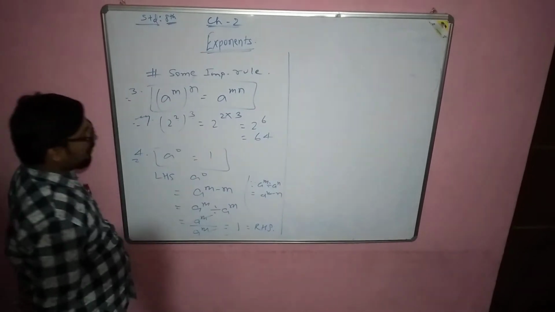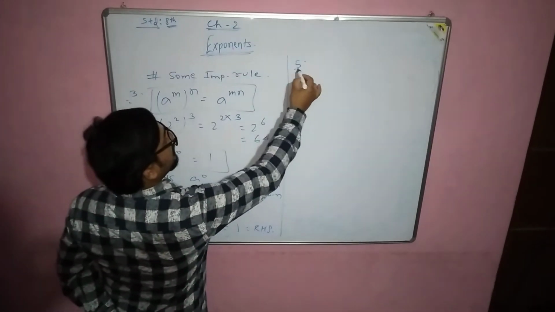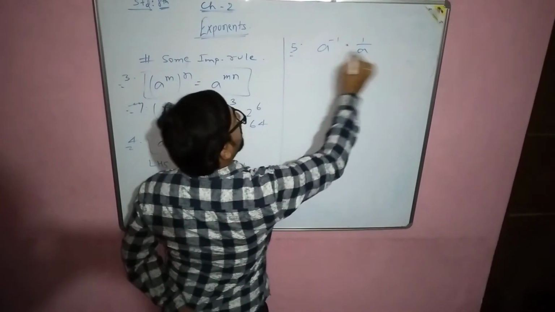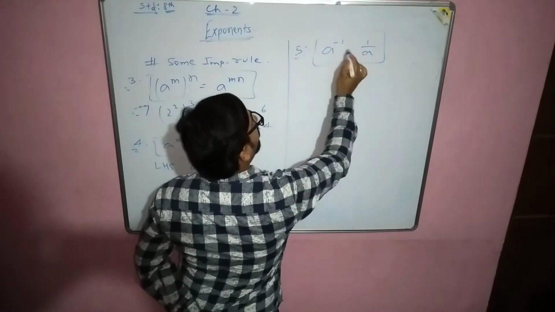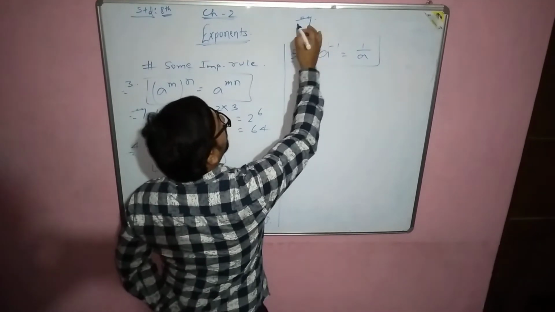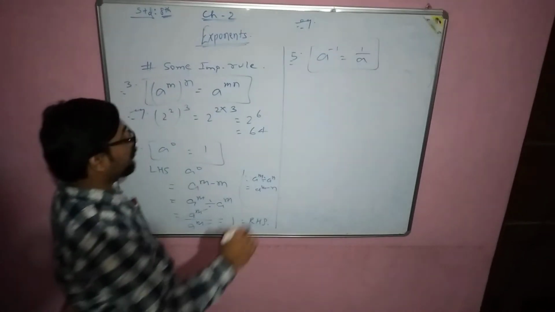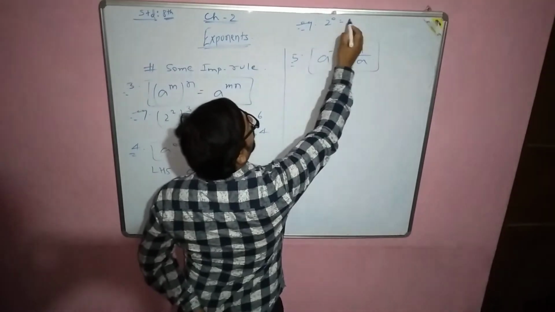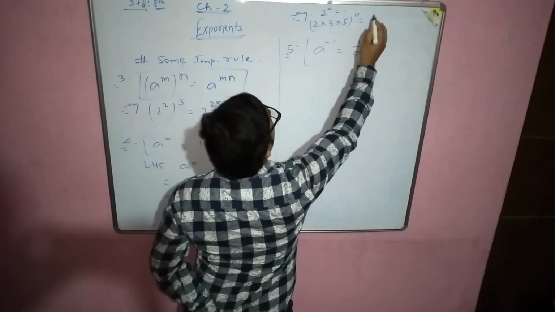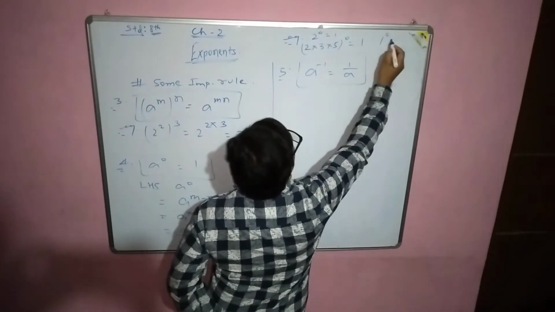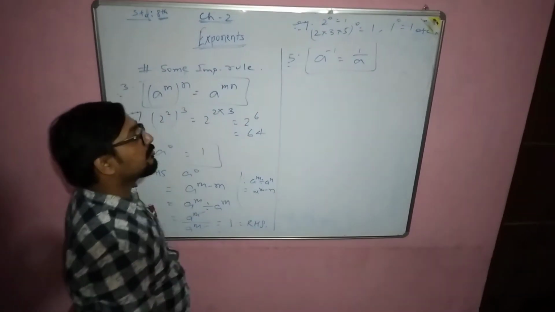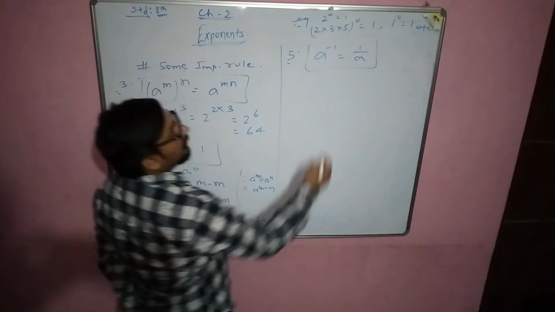Okay. Now rule 5. Rule 5 says a raised to the power minus 1 equals 1 by a. See the example of rule 4, which was missing. Suppose 2 raised to the power 0, value is 1. 2 into 3 into 5 raised to the power 0, its value is 1. 1 to the power 0 equals 1, etc. Okay. Now next, a raised to the power minus 1 equals 1 by a.